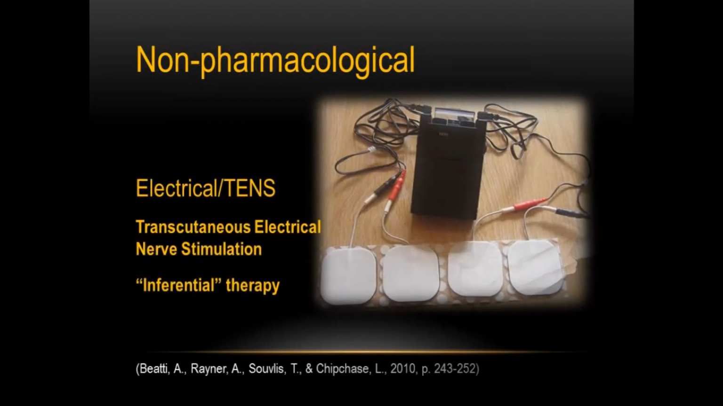Electrical stimulation of nerves. TENS therapy, transcutaneous electrical nerve stimulation, is widely done in the United States, mostly in sports medicine and for pain to muscles relating to training, sports training, weightlifting training. And what happens is the electrical current goes into the muscles.